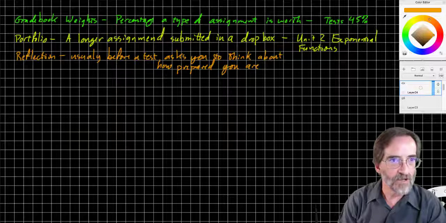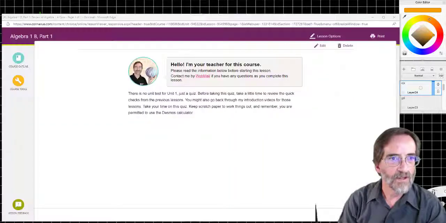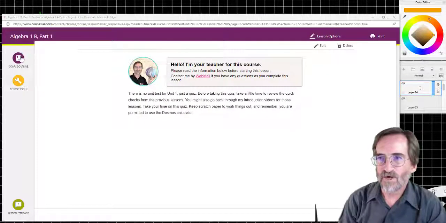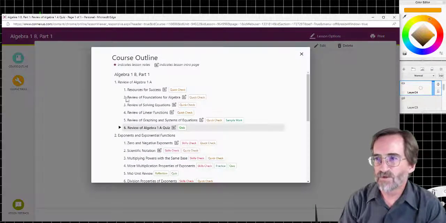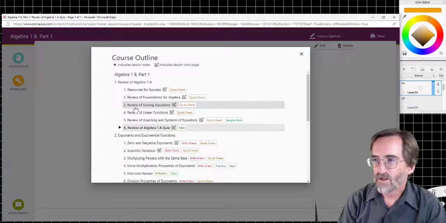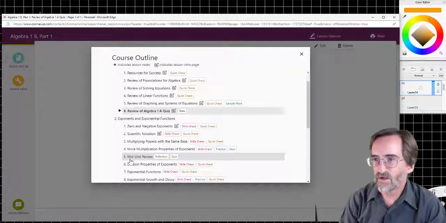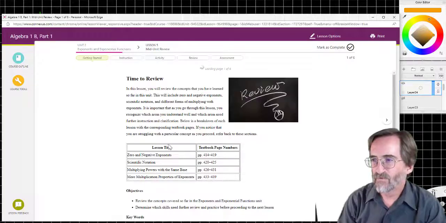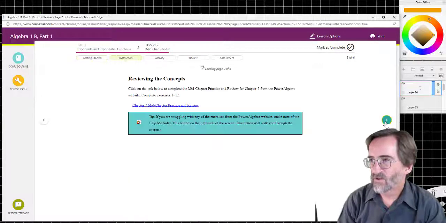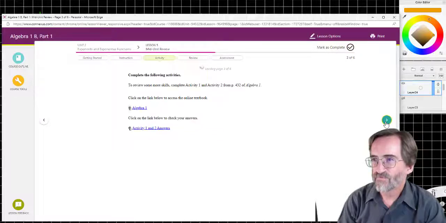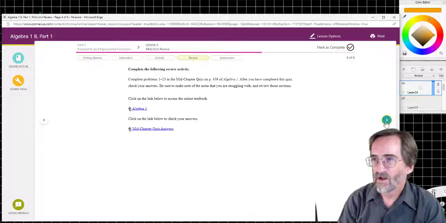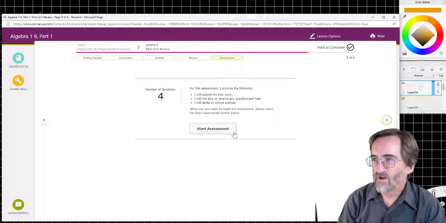I'm going to pause here while I find it. All right, so here's your Algebra 1B Part 1 course, and there's the course tree. And we're looking for a reflection assignment here. Here we go. The first reflection occurs right here in the mid-unit review. Reflection assignment. It looks like this here.